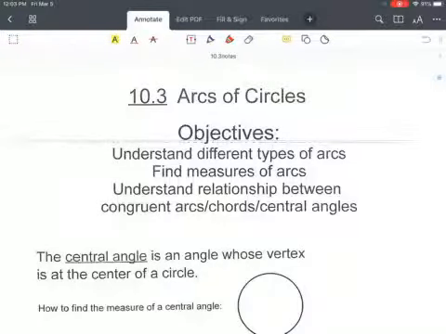All right, today we're going to talk about 10.3, which is looking at arcs within circles. Look at the different types of arcs, how to find the measures of the arcs, and looking at what happens when you have congruent arcs and chords and central angles.